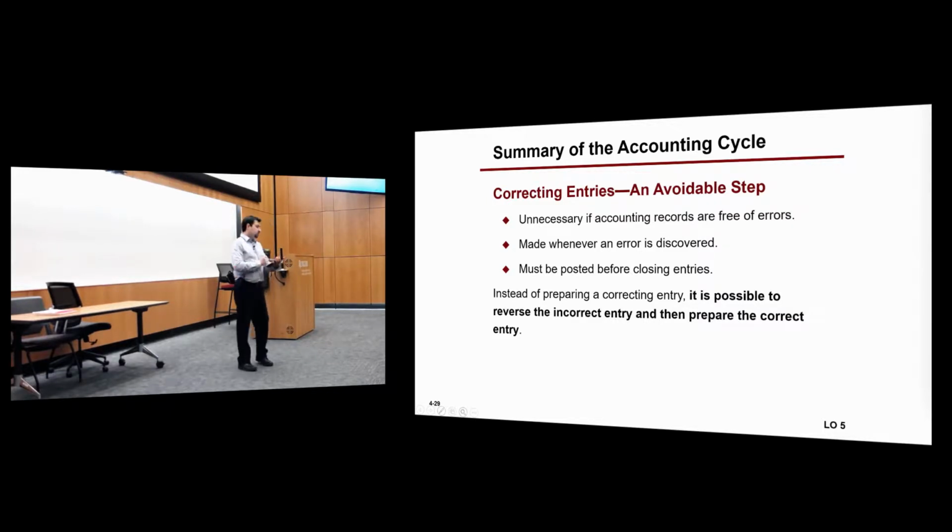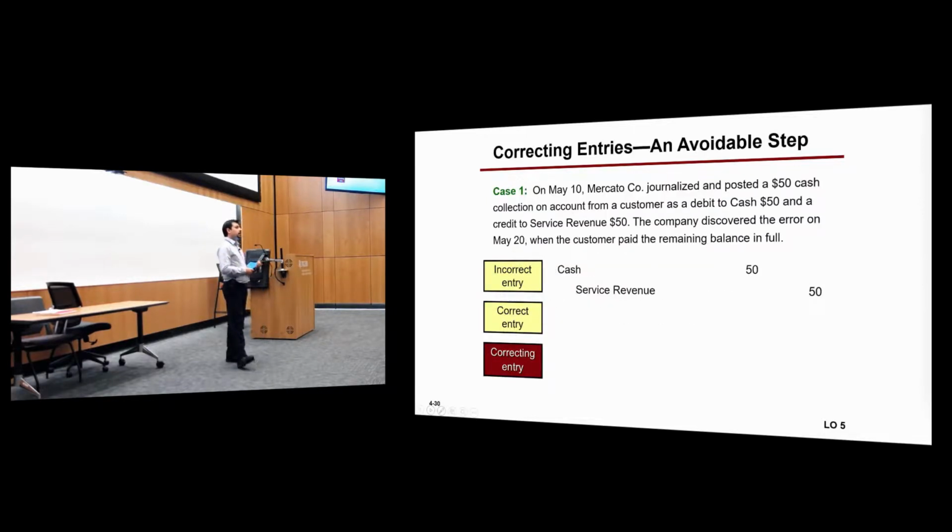Now, let's look at these two scenarios. So this one here we have on May 10th, Mercato Company journalized and posted a $50 cash collection on account. What do you mean by cash collection on account? Sorry?